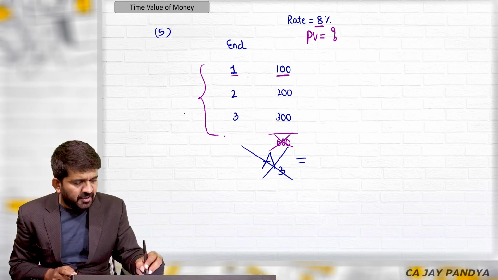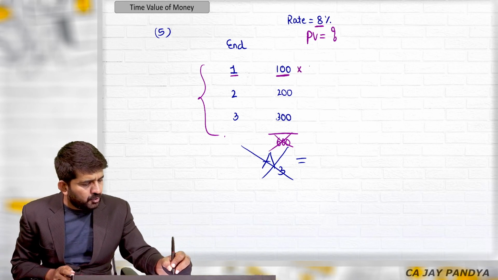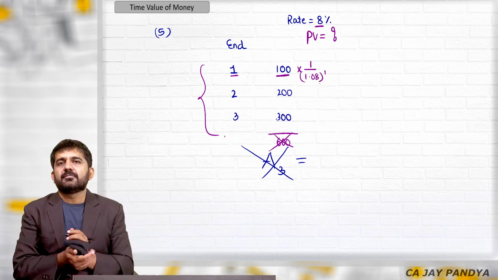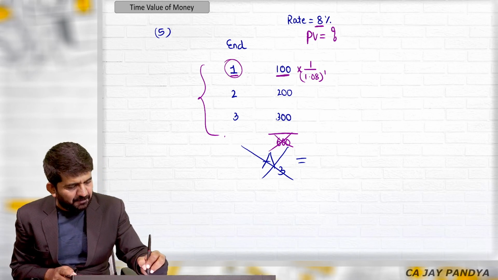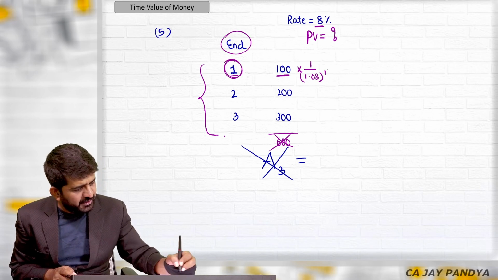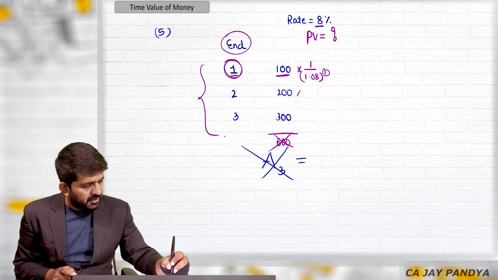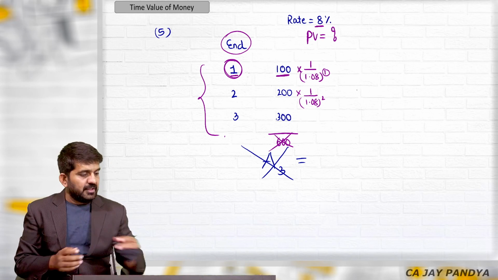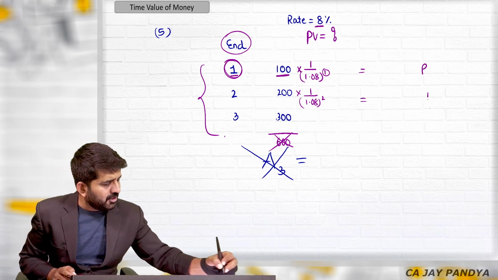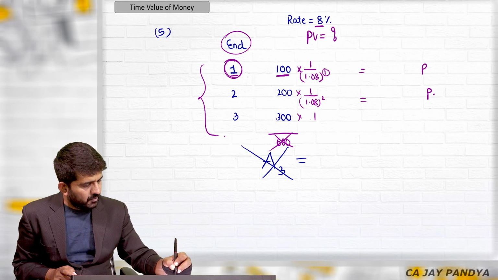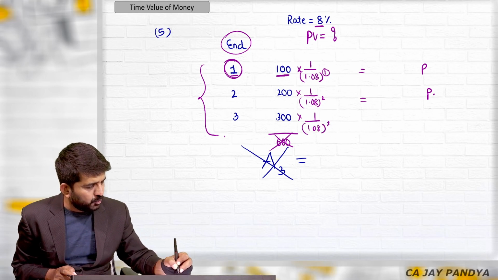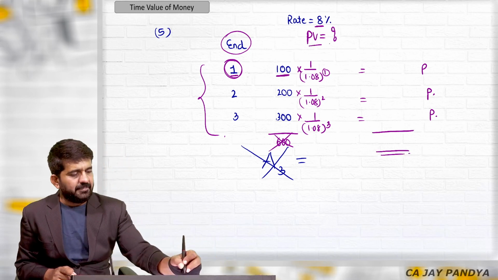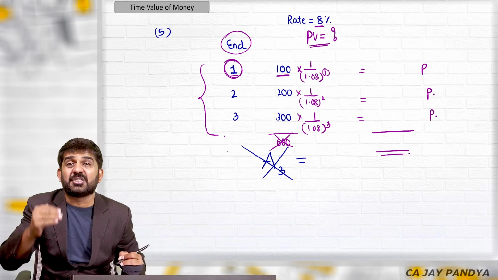This is the amount after 1 year. How to convert this into present value? Very simple. Divide by 1.08 raised to 1. Now in present value, it is very simple. This will be 1.08 raised to 2. Here also I will be getting P. Here also I will be getting P. 1.08 raised to 3. Here also I will be getting P. I will add all this, 3P. I will be getting present value of all these three amounts.